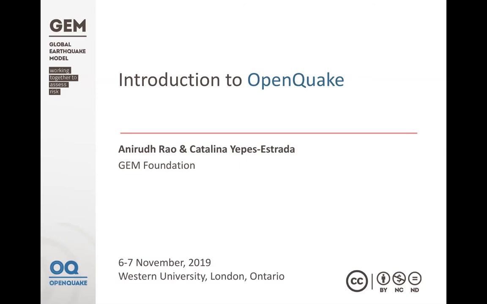So OpenQuake engine is the software that you will use to run your seismic hazard risk calculations once you have built your exposure, vulnerability, and seismic hazard models. So this is just a short introduction to OpenQuake, and then after the lunch break, we'll dive into more of the details about the software itself and how we use it for different kinds of calculations.